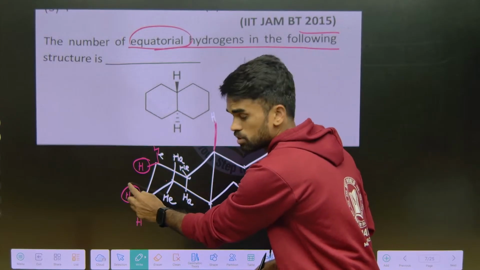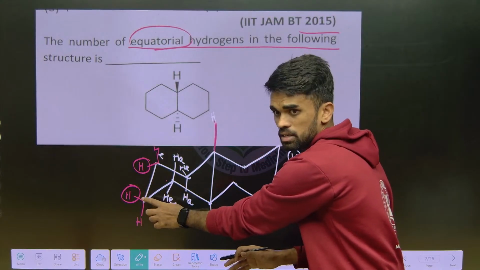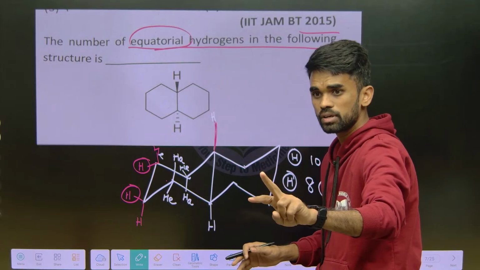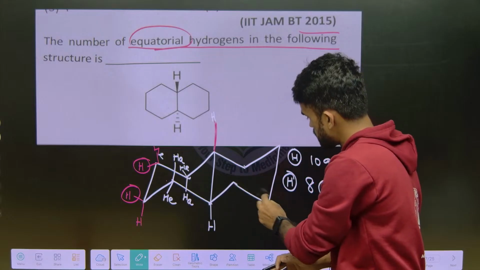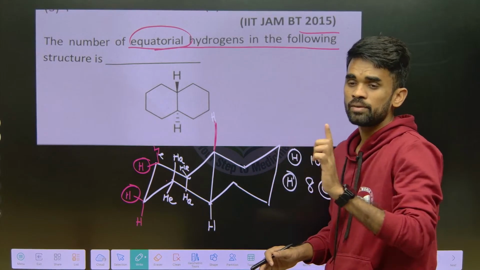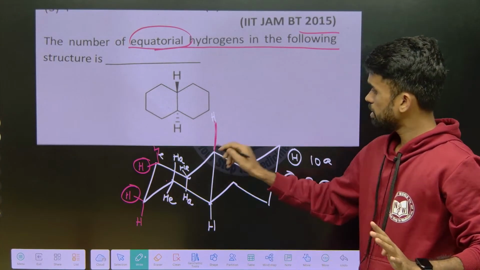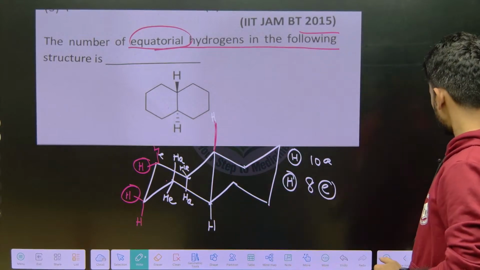And what about this? Equatorial. Like that, if there is no substituent on this carbon, then definitely there will be 2 hydrogens, one equatorial, the other axial. So 1, 2, 3, 4, 5, 6, 7, 8. 8 positions are free. It means in those 8 positions there is definitely 1 equatorial hydrogen and 1 axial hydrogen. Okay, and these 2 are extra axials. Clear now? Next.